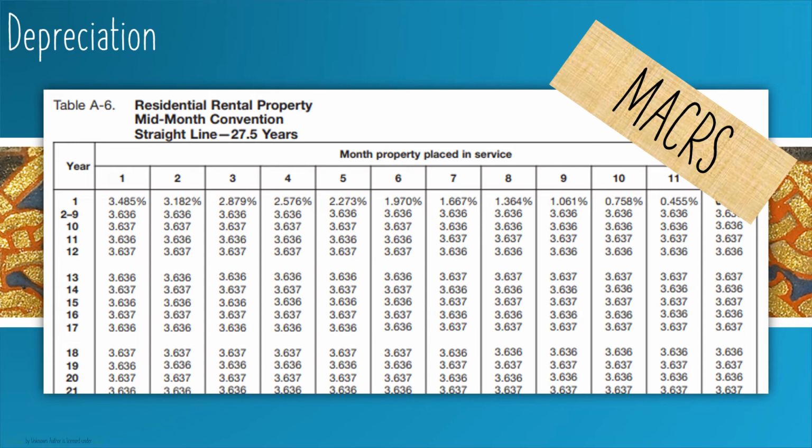And the mid-month convention says that whatever month the taxpayer put this property into service, you're just going to use depreciation as if they put it into service at the middle of the month. And there are tables the IRS puts out that help you understand how much depreciation you'll be taking, depending on where in the depreciation process this piece of property is.